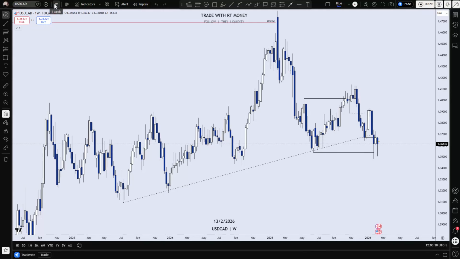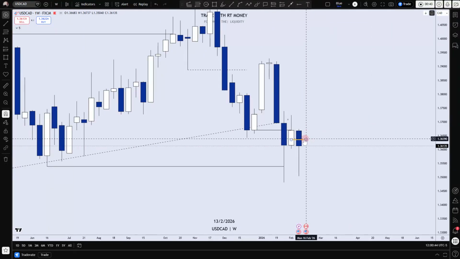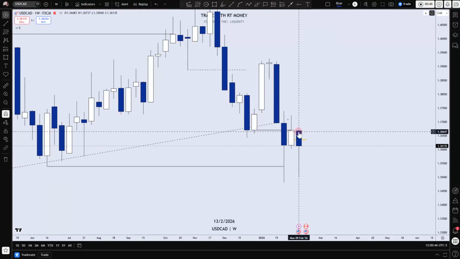We're on the weekly, right? First thing I like to check is what last week's candle looks like. How did it close? Let's take a closer look. You can see that the candle was a bearish candle.